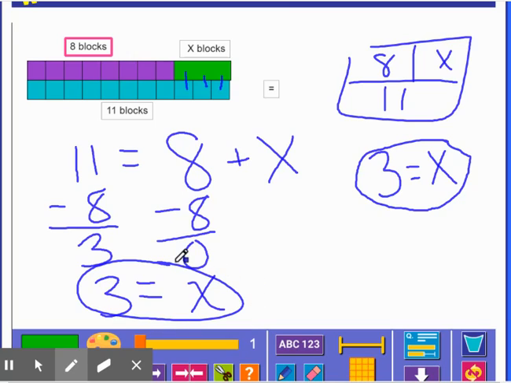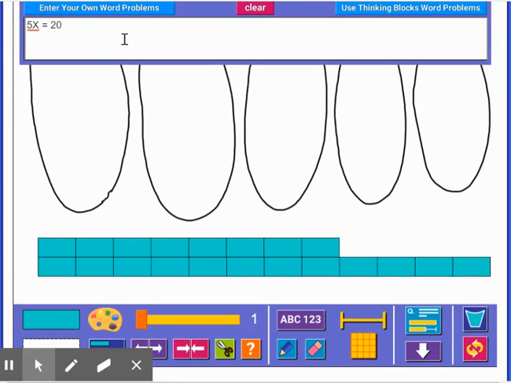These get a lot more challenging, but they are also a lot more fun once you get the hang of them. We're going to try another one that has multiplication and division here. Our problem is 5x equals 20.